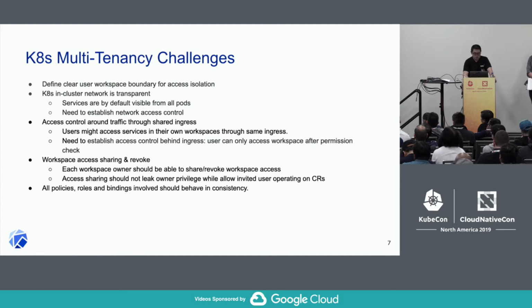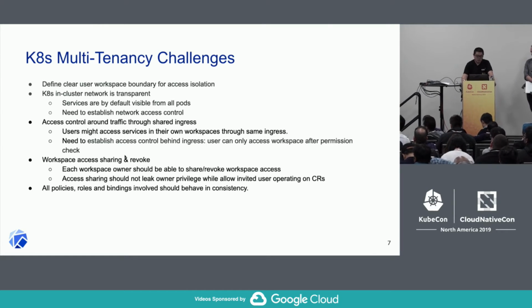And the third is the access control around the traffic through the shared ingress. Imagine we have a Kubernetes cluster. Usually, when we expose it through an ingress, the general practice is we use one ingress for one cluster. But now we have a dynamic number of users, and they will share the same ingress. How are we going to build access control around the shared ingress? That's an interesting problem to solve. And a nice thing to have is workspace access sharing and revoke.